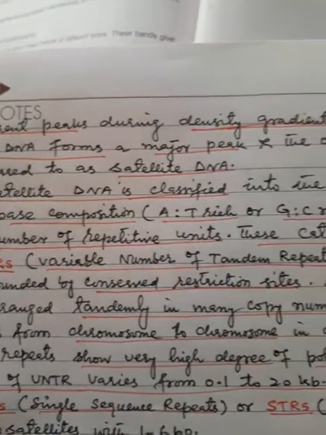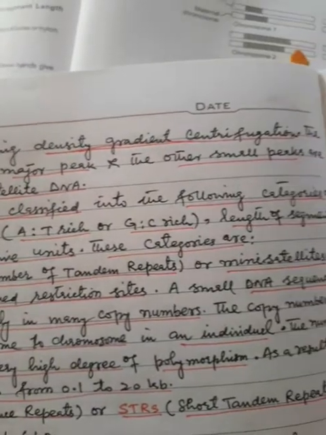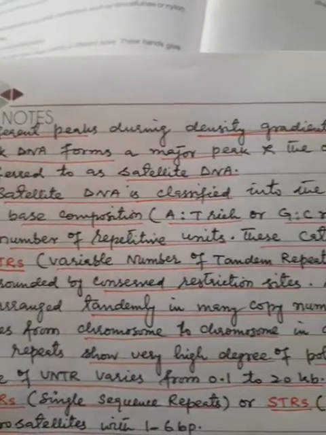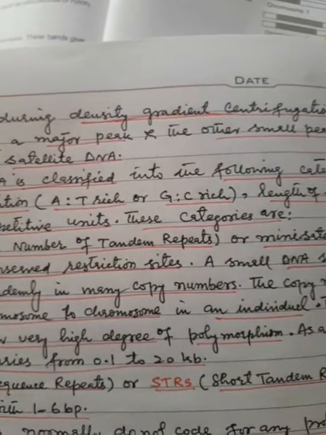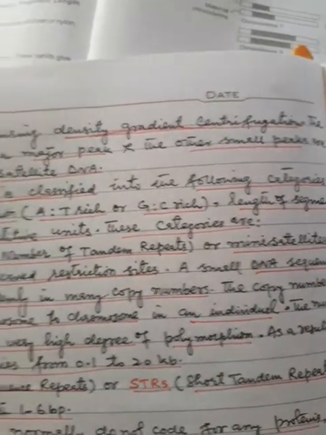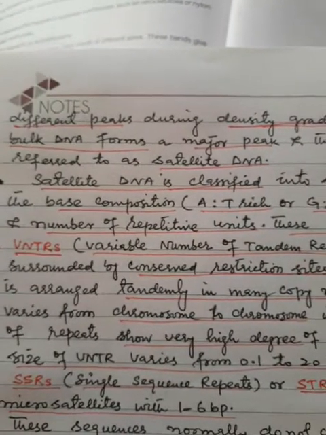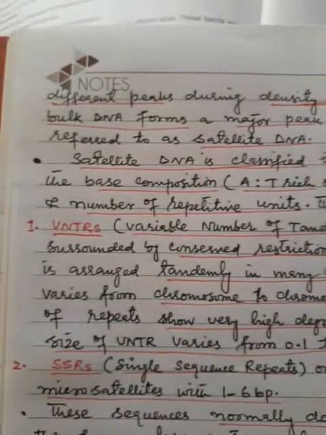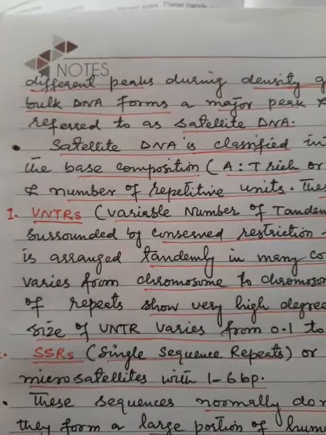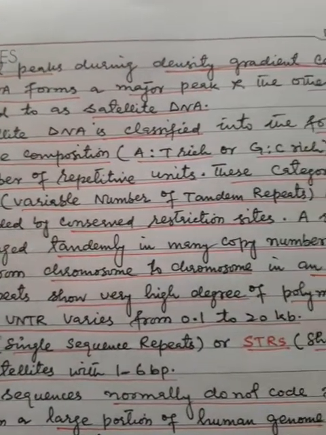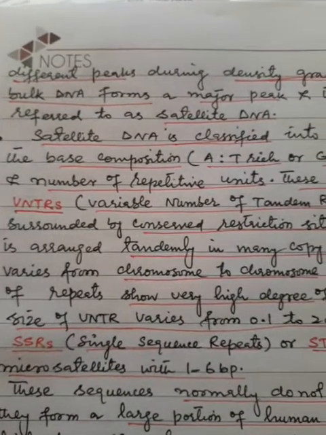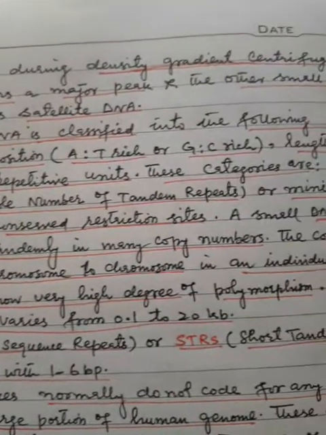Satellite DNA is classified into the following categories on the basis of base composition, A:T rich or G:C rich, length of segment, and number of repetitive units. These categories are: number 1, VNTRs, that is variable number of tandem repeats, or minisatellites, surrounded by conserved restriction sites.